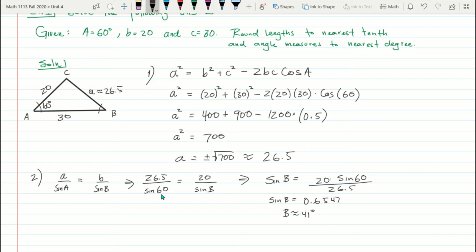So all that we have left to do is figure out angle C, and it's the same thing as 180 minus 41 minus 60, right? Which comes out to be 79 degrees. Okay, so step 1, 2, 3 will be how we should do this type of problem.